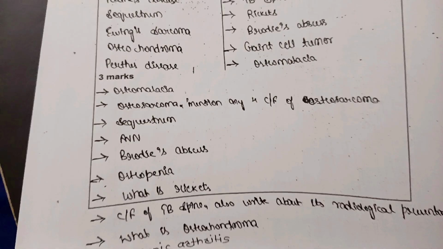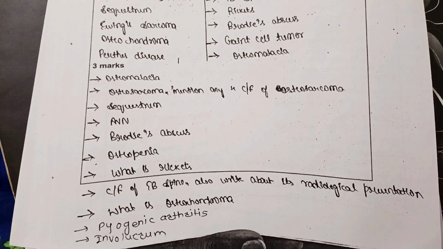Now coming to the 3-mark questions. The first one, osteomalacia, osteosarcoma, and mention any 4 clinical features of osteosarcoma. Sequestrum, avascular necrosis, Brody's abscess, osteopenia. What is rickets? Clinical features of TB of spine and write about its radiological presentation. What is osteochondroma? Pyogenic arthritis and involucrum.